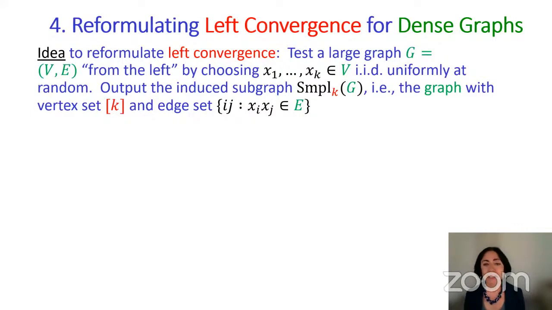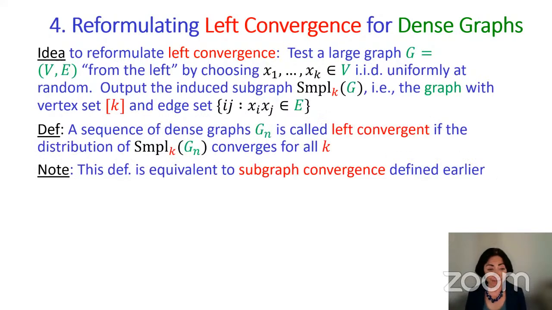Now I'm going to do something very different. I'm going to choose x1 through xk IID from the vertex set uniformly at random. And I'm going to output the induced subgraph, which I'm going to call sample sub k of G, i.e. the graph with the vertex set k and the edge set that came from the original graph. So I'm going to sample k points. And I say that a sequence of dense graphs is left convergent if the distribution of these k samples converges. So I'm taking samples of k vertices and the induced subgraph of the graph on those. And this is equivalent to subgraph convergence, but now it's based on a process.